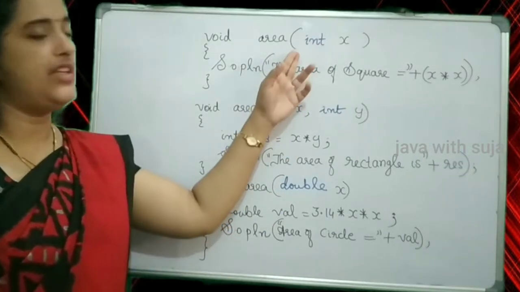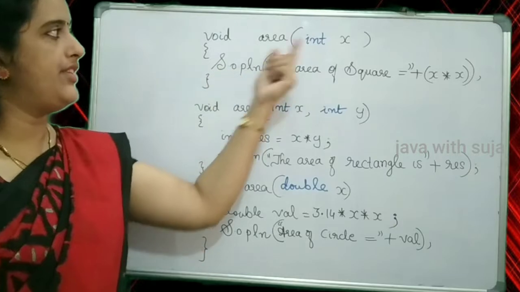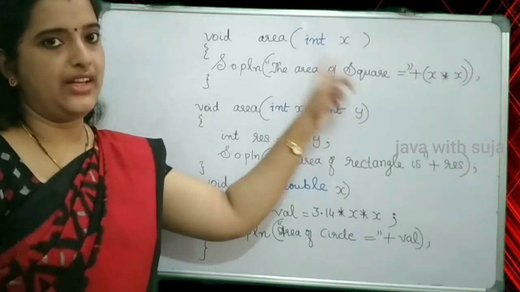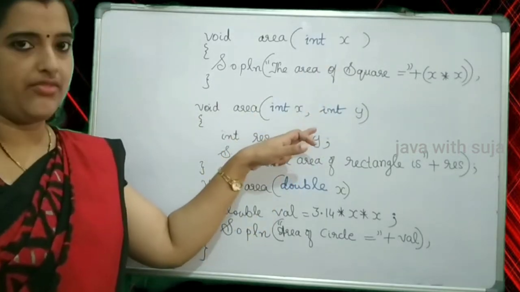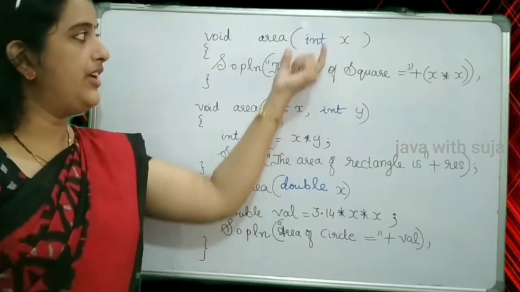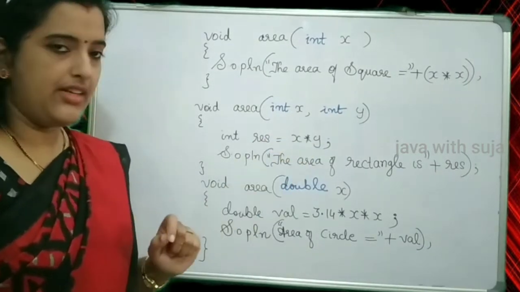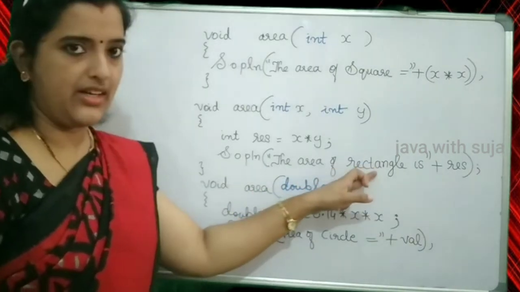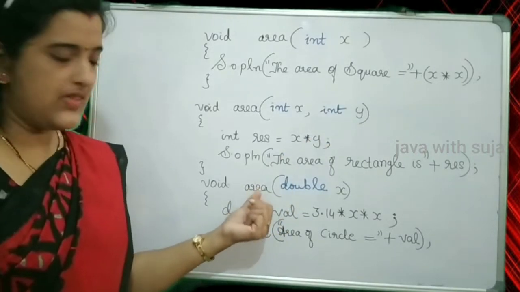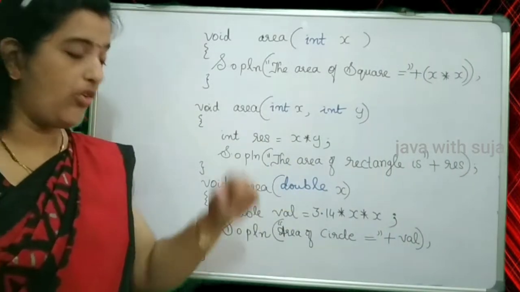In the first method definition you might have noticed I have given only one parameter. The parameter present in a method definition is known as a formal parameter. Here we are going to find the area of a square in this first method definition. In the second method definition we have given two arguments, so the number of arguments is different from the first method definition, and both are of integer data type. In the second method definition we will find the area of a rectangle, which will be length into breadth, that is x into y. And you might have noticed that in the third method definition we have given only one parameter, which is of double data type.